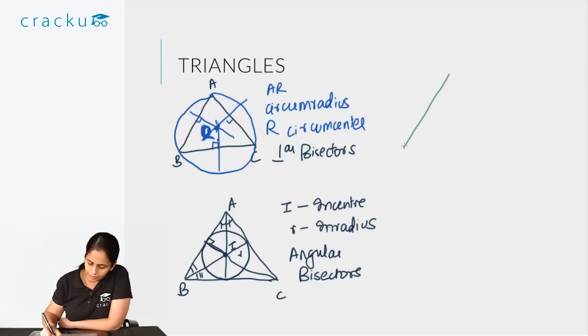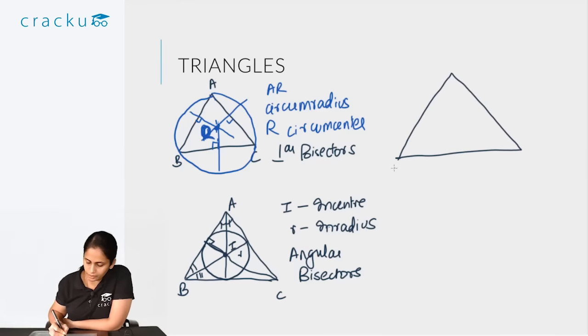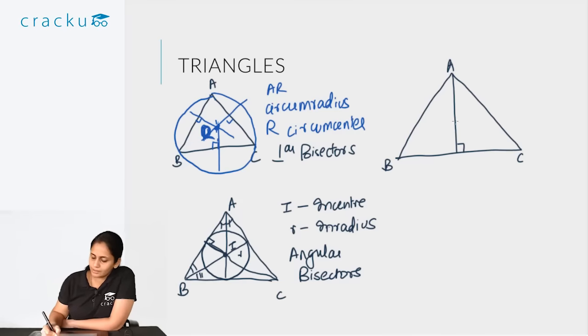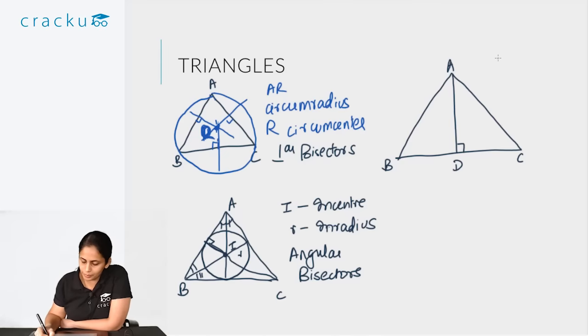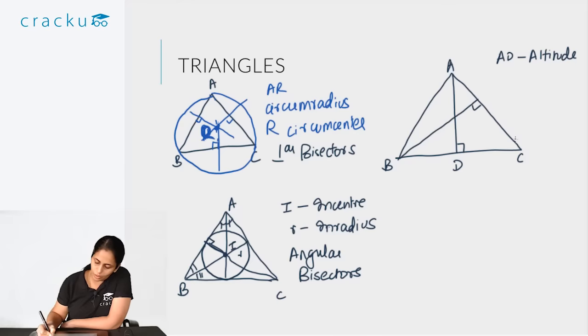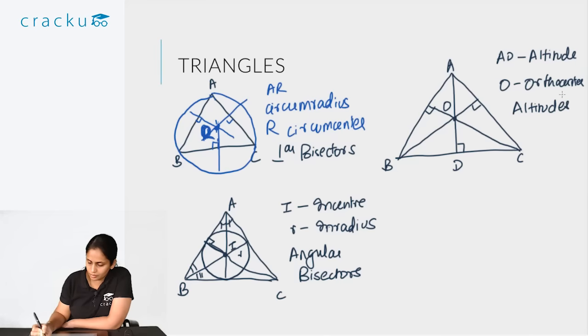Now the third type is if we take, instead of perpendicular bisectors, the altitude. So what is an altitude? An altitude is a perpendicular drop from the vertex of the triangle. So suppose this is a triangle ABC. If you drop a perpendicular from A to BC, and it intersects at D, then AD is an altitude of the triangle. The altitude is important because it's essentially the height of the triangle, and height is important while estimating the area of the triangle. So if you draw altitudes from all the three vertices, they will intersect at the point known as the orthocenter. This is for altitudes. And this is called the orthoradius.